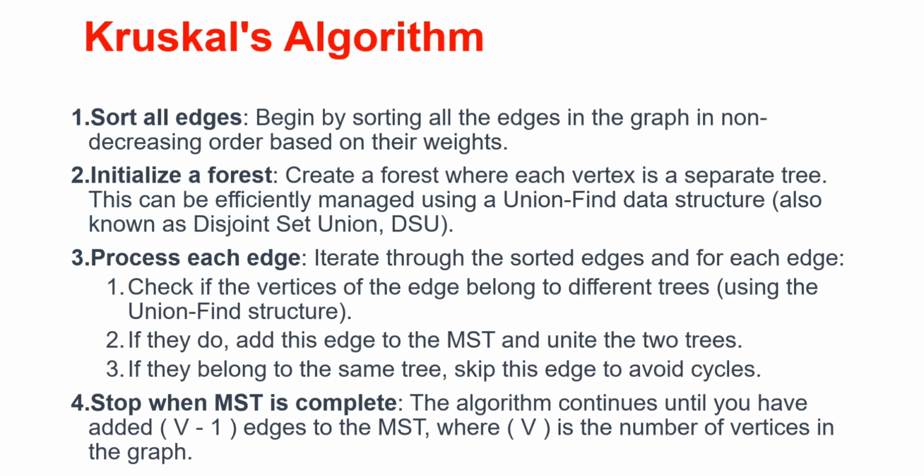This is the second step, the initialization step. The first step is to sort all edges, the next step is to initialize a forest, and the next is to process each edge. Iterate through the sorted edges, and for each edge, check whether the vertices of the edge belong to different trees using the union-find structure. If they do, add this edge to the minimum spanning tree and unite the two trees. If they belong to the same tree, skip the edge to avoid cycles.